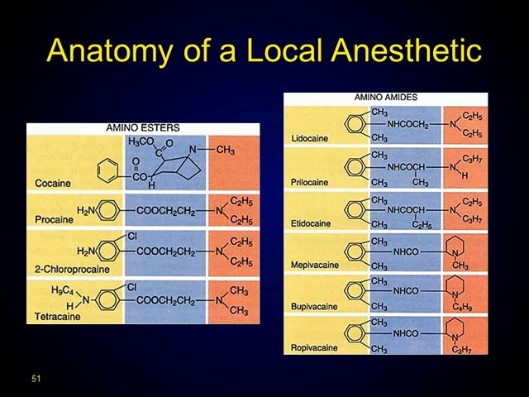Now here are the typical local anesthetics. They're divided into two groups. One group is the amino esters, and the other group is the amino amides. If you want an easy way to remember which is in what group, just remember Captain Ester, CPT: cocaine, chloroprocaine, procaine. If you want to include cocaine, that's fine. All right, so cocaine, chloroprocaine, procaine, and tetracaine, Captain Ester.